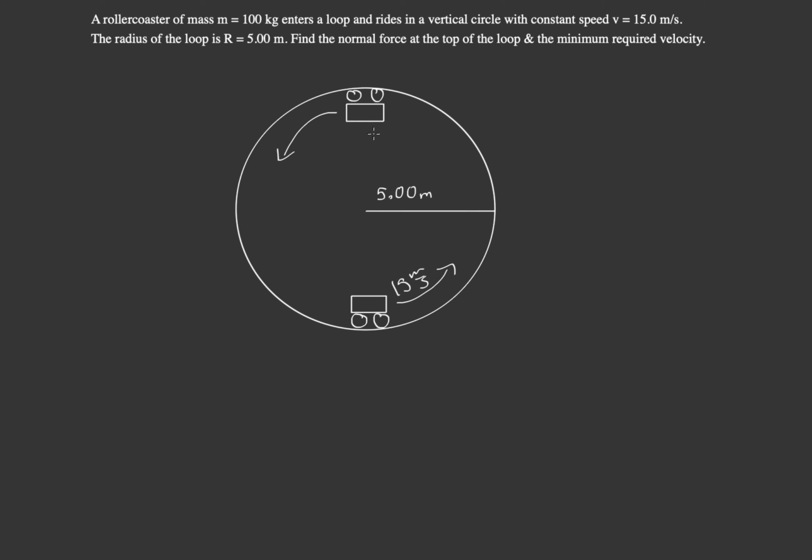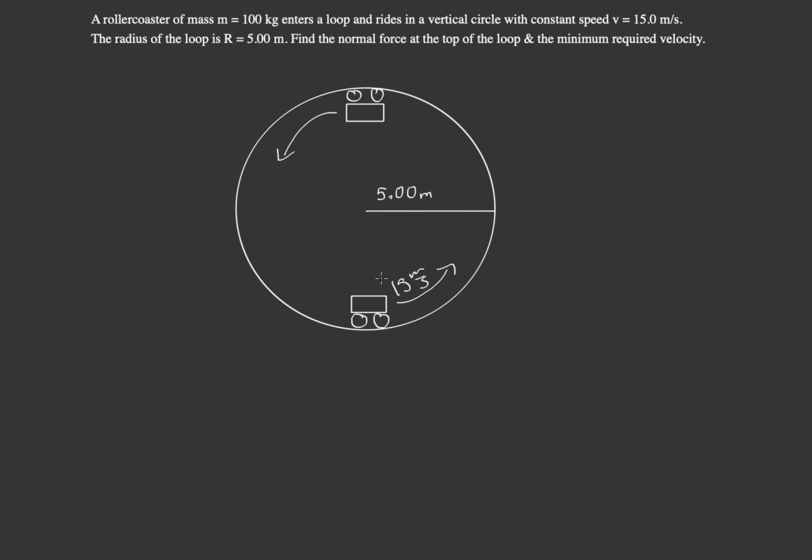The following question is about uniform circular motion. We have a roller coaster that's 100 kilograms, moving at 15 meters per second in a 5-meter radius circle. We want to find the normal force that pushes on us at the top, also the minimum required velocity to keep us going within the circle.